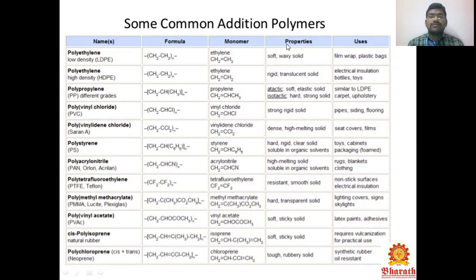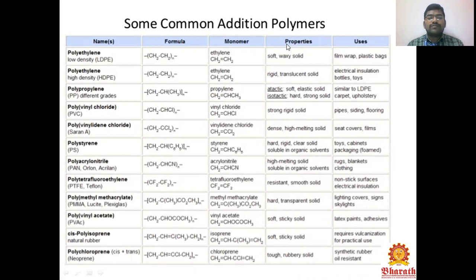Polystyrene is used for toys, cabinets, packing and foam. Polyacrylonitrile is used for trunks, blankets and clothing. Polytetrafluoroethylene is a non-stick surface and electrical insulation. Non-stick cookware uses Teflon, which is polytetrafluoroethylene. Polymethyl methacrylate is used for lighting covers, signs and skylights. Polyvinyl acetate is used for latex paints and adhesives.